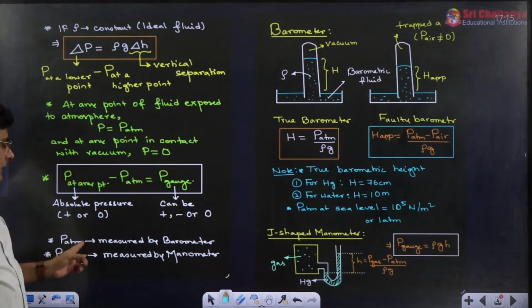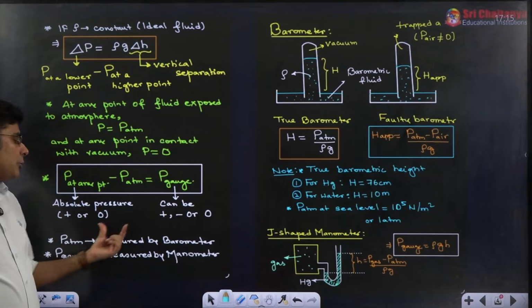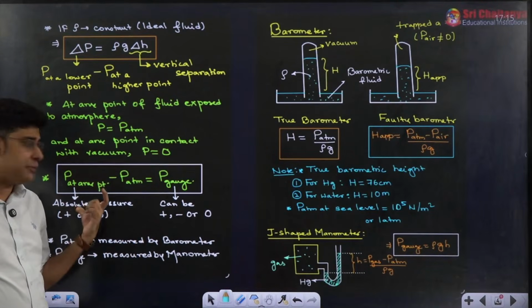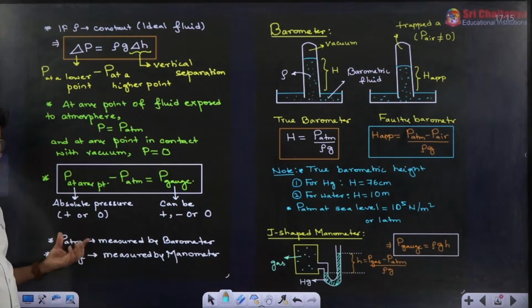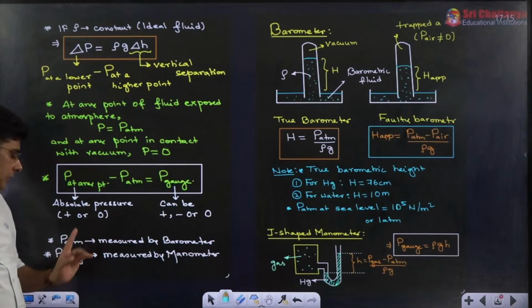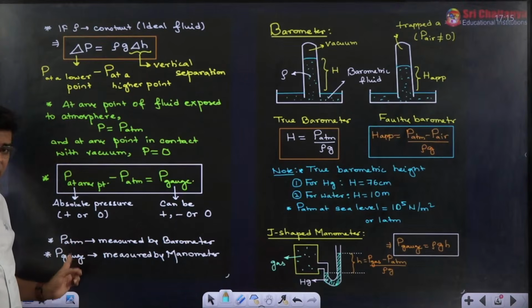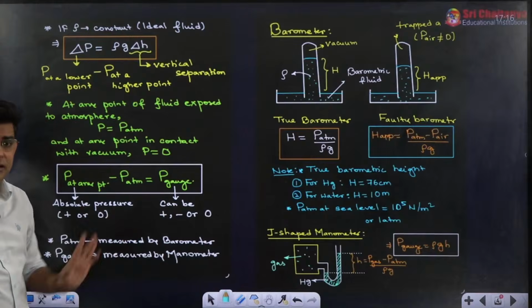Now when we write P atm, we should know how to measure it. If you want to find the pressure at any point, you should know the value of P atm and P gauge. So for measuring P atm, we have a dedicated device called a barometer, and when we have to measure gauge pressure, we use a device called a manometer.